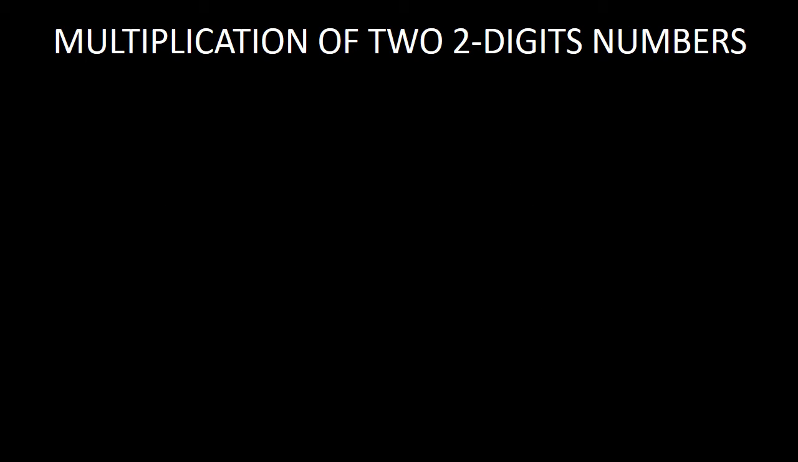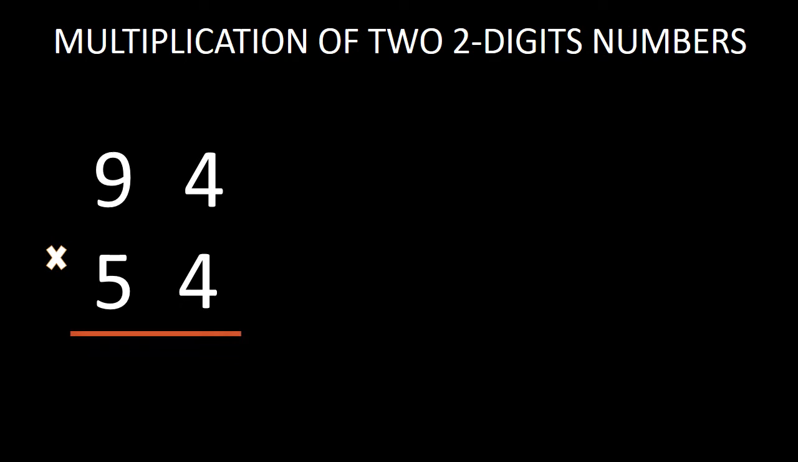Here in this question, I'm going to multiply 94 with 54. So 94 is the first number and 54 is the second number. By multiplying 94 with 54 using the tricks method, we have to follow 3 steps. So let's start with step number 1.